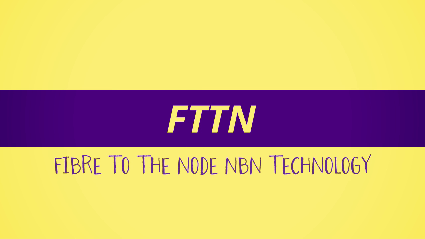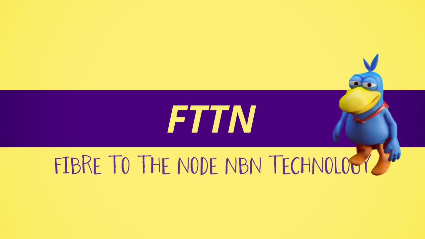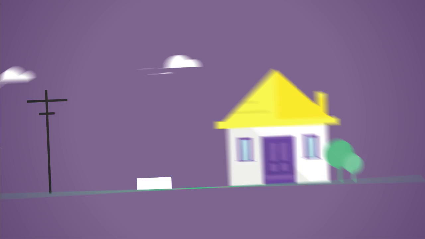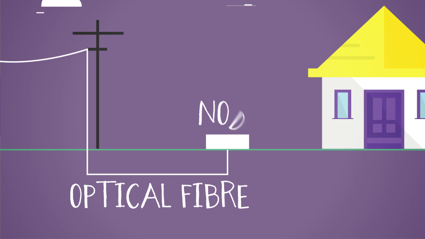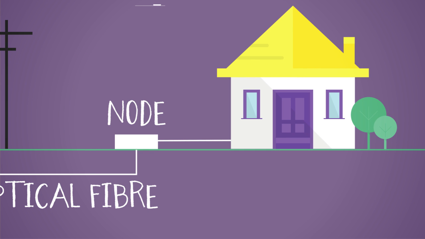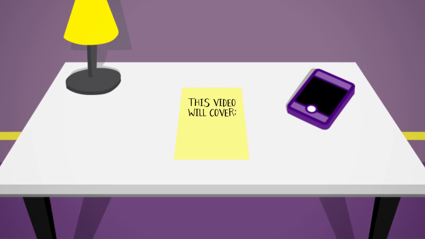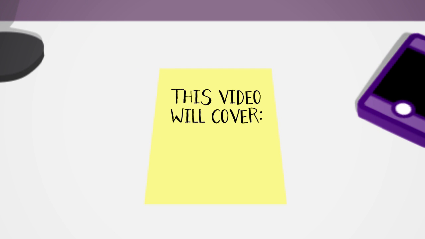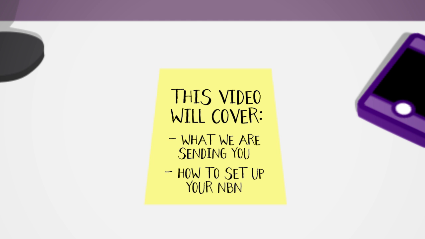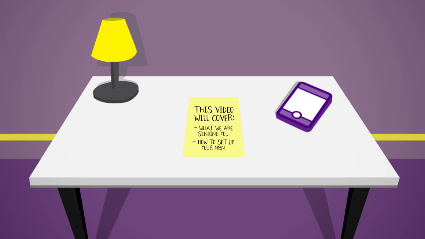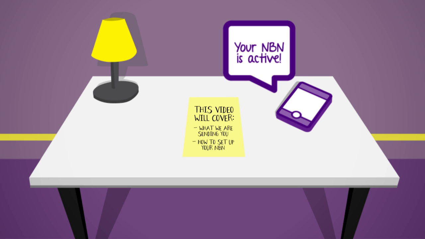I'm here to help you set up your fibre to the node NBN technology. FTTN technology delivers fibre to a node in your street, and from there it utilises the existing copper network straight into your home. This video will cover all you need to know about setting up fibre to the node NBN, including what we are sending you and how to set up your NBN. We'll SMS you to confirm that your NBN is active, so plug in your modem and get connected.